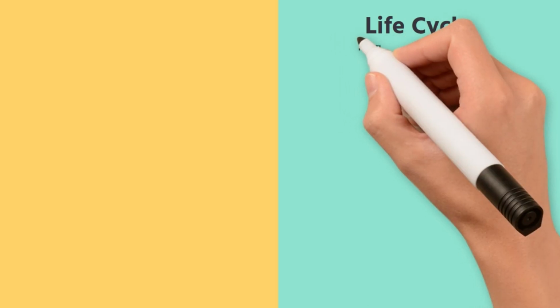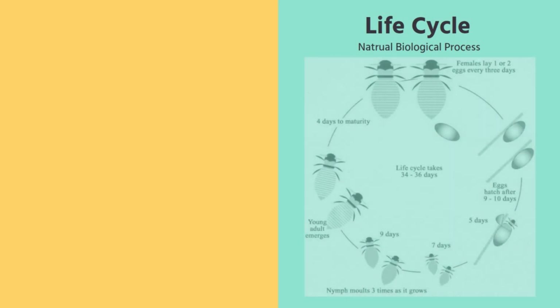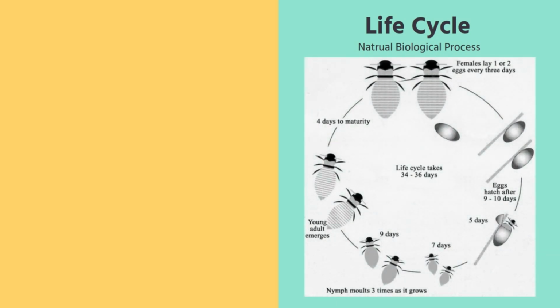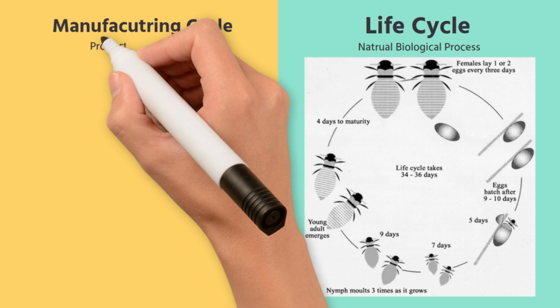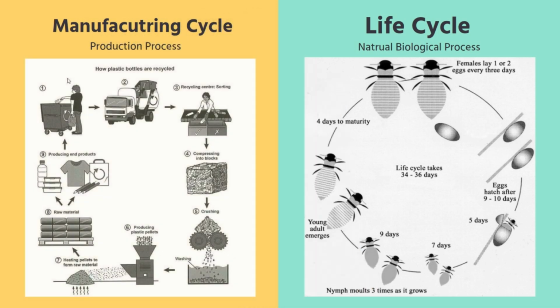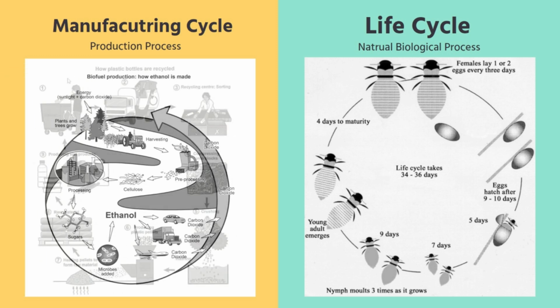Type 1, life cycle, which describes natural biological processes, such as the life cycle of bees. Type 2, manufacturing cycle, which focuses on production process like this one, how plastic bottles are recycled. Our task falls into type 2, the manufacturing cycle.